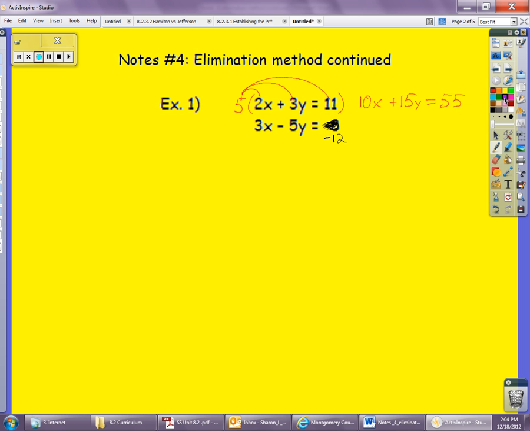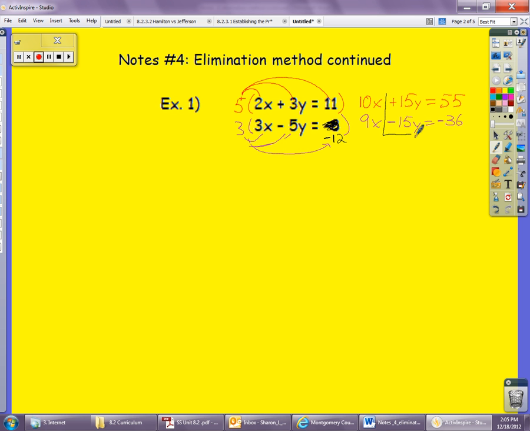So I multiplied the top one, and now we're going to multiply the bottom equation. We know that 3 times that negative 5 will give us negative 15. But once again, we have to multiply everything in here. 3 times 3x will give us 9x. 3 times negative 5y will give us negative 15y. And 3 times negative 12 will give us a negative 36.